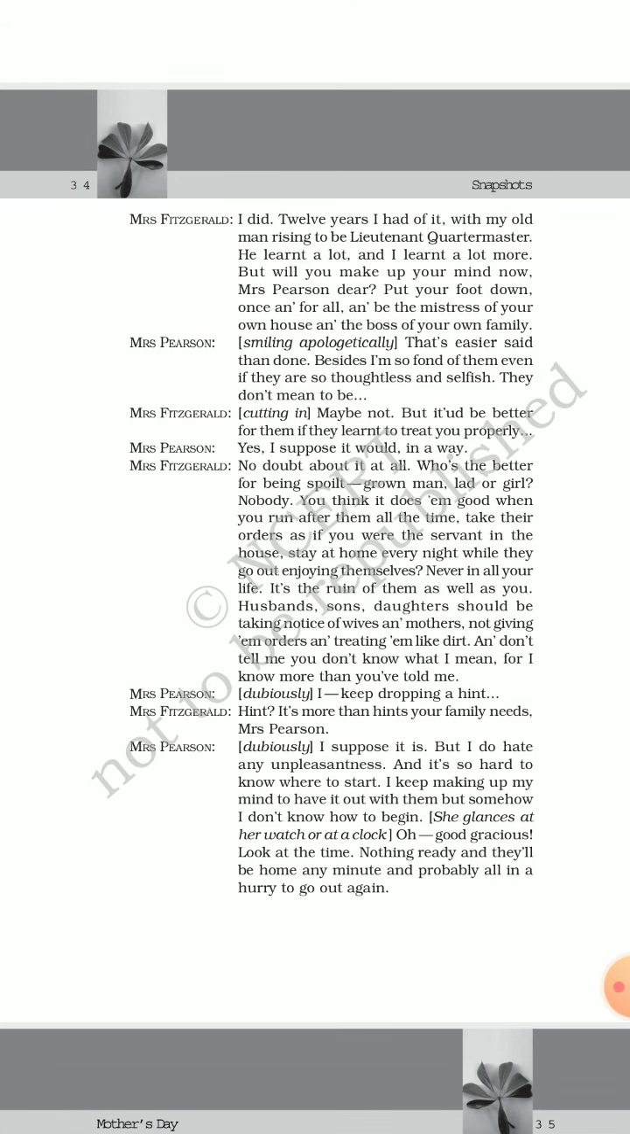Old man, dear students, refers to Mrs. Fitzgerald's husband. So I repeat, 12 years I had of it with my old man rising to be lieutenant quartermaster.